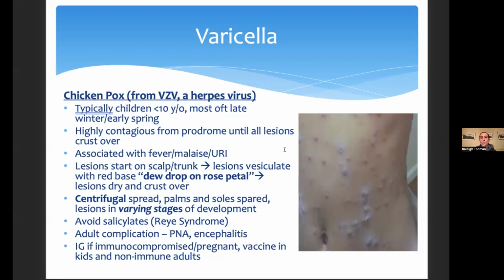The palms and soles are spared, and the lesions, this is another chickenpox thing, are in various stages of development. So some will be vesicles, some will be crusted over. They all look different from each other.